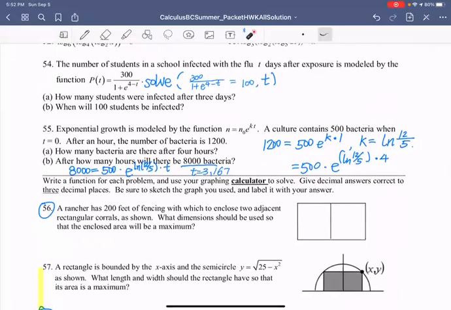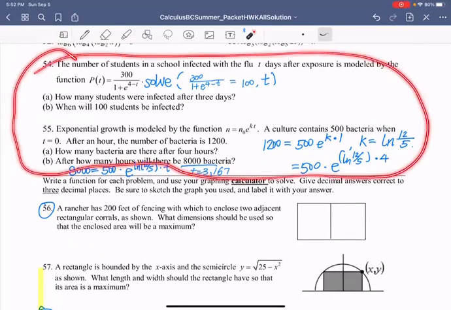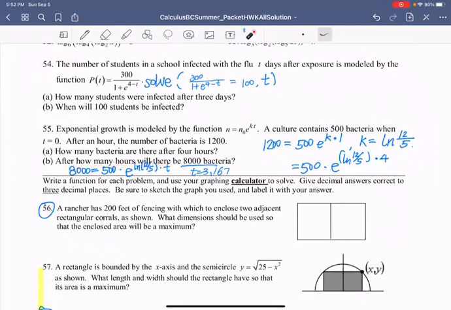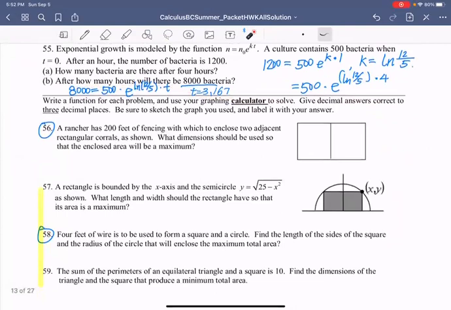All right. Is there any question for 54 and 55? No question? Okay. I'm going to explain the next question.